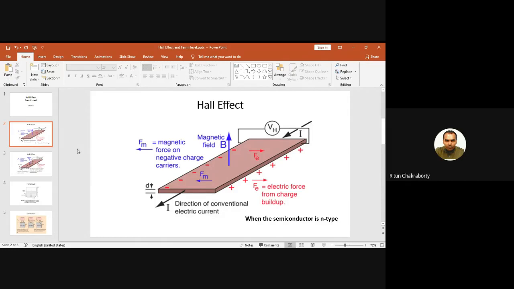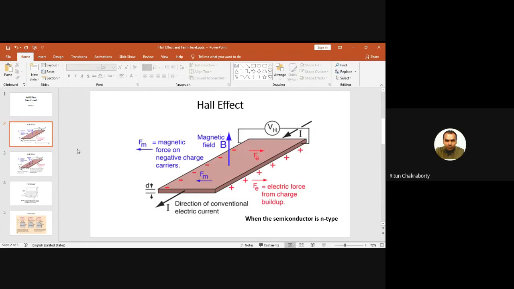So, Hall effect in 1879, E.H. Hall, E.H. means Edwin Hall, he was a British scientist. He observed that when an electrical current passes through a sample placed in a magnetic field, okay? So you have a conducting sample, and you pass electrical current through that sample. But again, what is another condition? Another condition is that the sample is placed in a magnetic field.